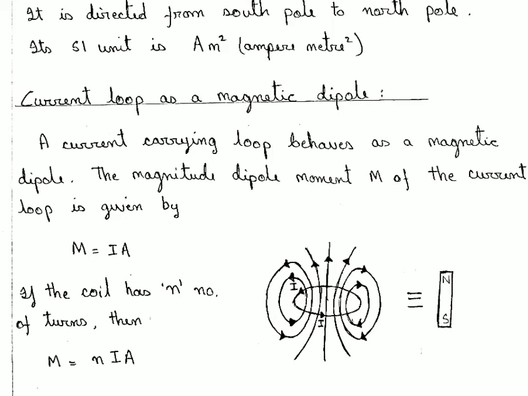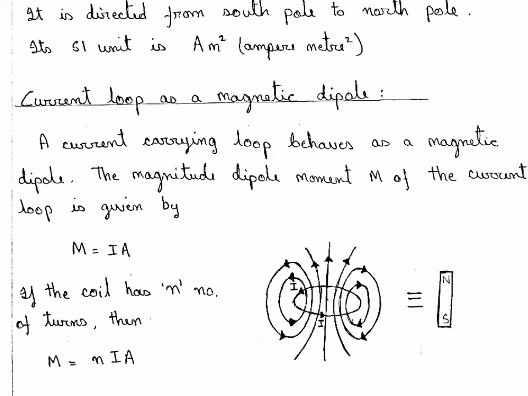So a current loop behaves as a magnetic dipole, and it has a magnetic dipole moment. The magnitude of the dipole moment m of the current loop is given by m is equal to I into A, where I is the current flowing in this loop, and A is the area of the circular loop.